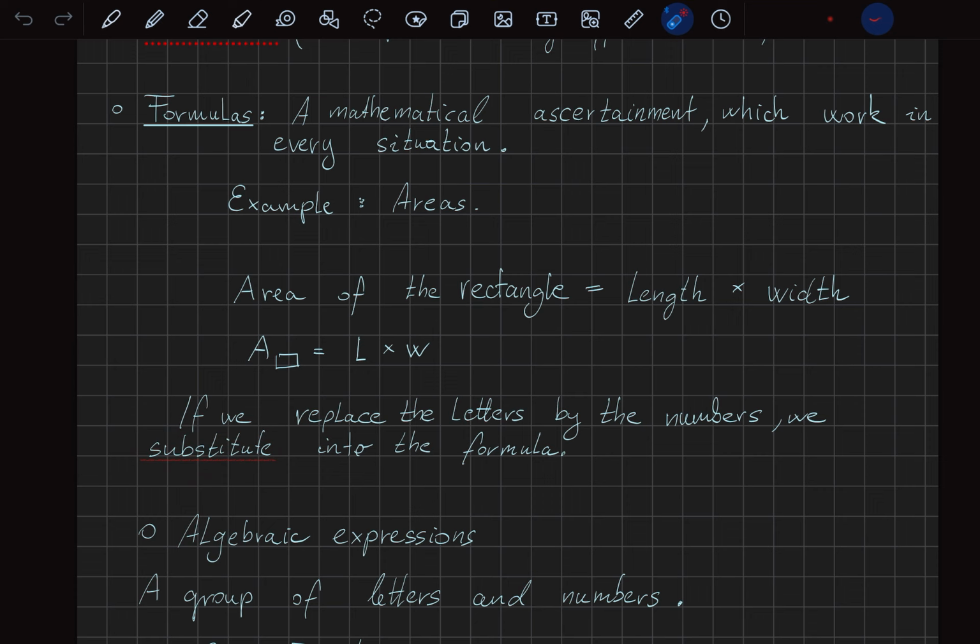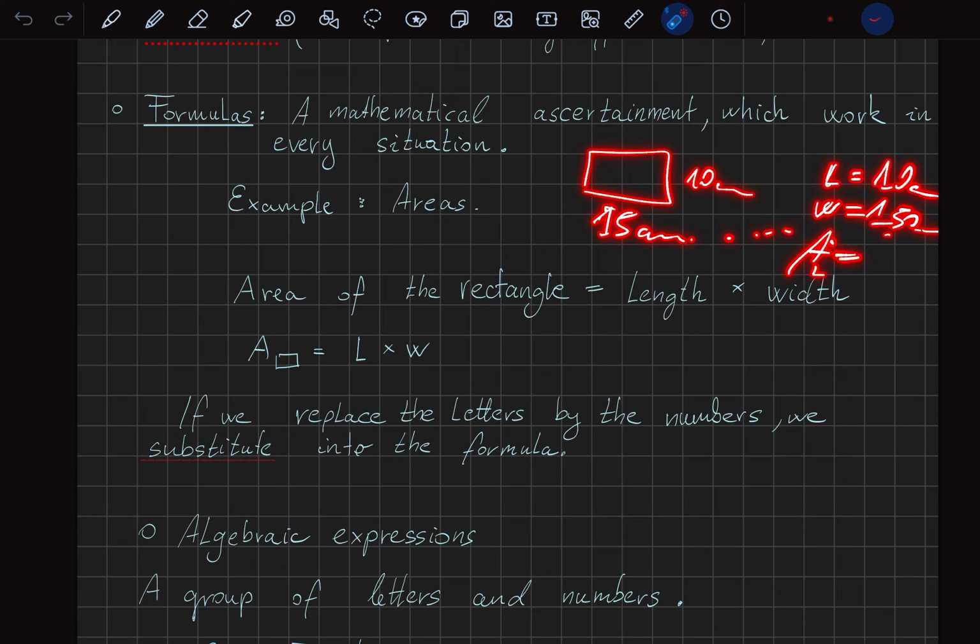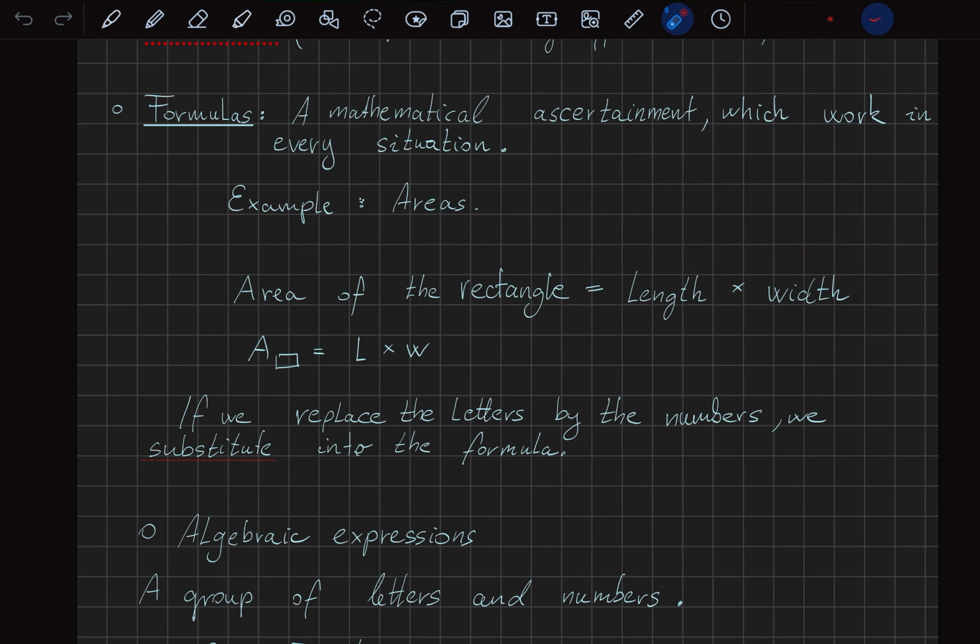If we solve a problem, we have a rectangle, the length of the rectangle is 10 centimeters, width is 15 centimeters. Calculate the area. We just write length equals 10 centimeters, width equals 15 centimeters. We collect the information, write a plan, area of the rectangle equals length times width, substitute into the formula and answer the question.